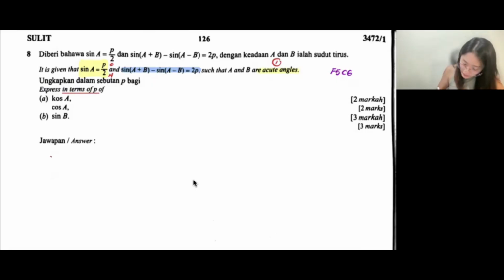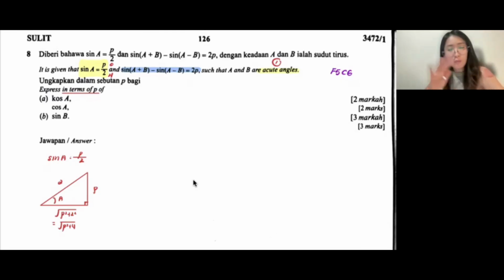Okay, first of all, I have this information: sine A equals P over 2. A is an acute angle, so we can draw a right angle triangle over here for our reference. This is A. Opposite is P, hypotenuse is 2. So to find the adjacent side, you just have to use Pythagoras theorem. So 2 squared minus P squared, that will be 4 minus P squared. Both the same thing. Okay, then let us find cos A.